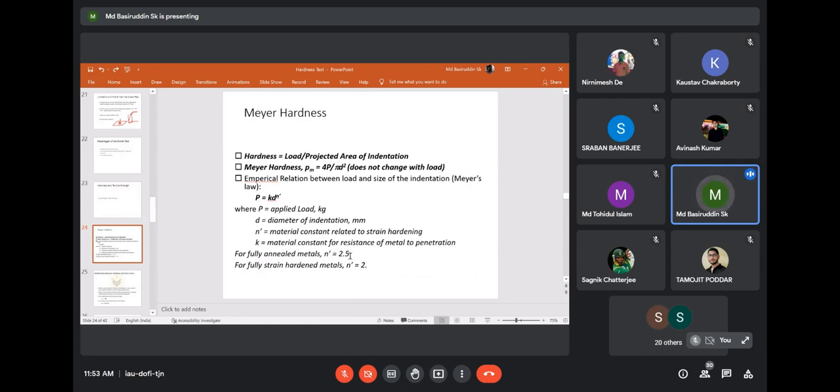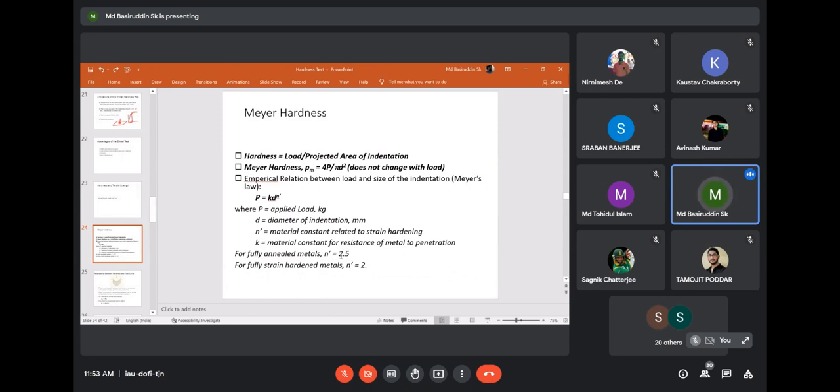Whatever Meyer index you are getting is nothing but a summation of the strain hardening exponent. The strain hardening exponent, N, is what we generally find by doing the tensile test, and then you have to add some value. Like in this particular case, the N value will be 0.5, and you have to add the value of 2. Then you will find the value is 2.5.